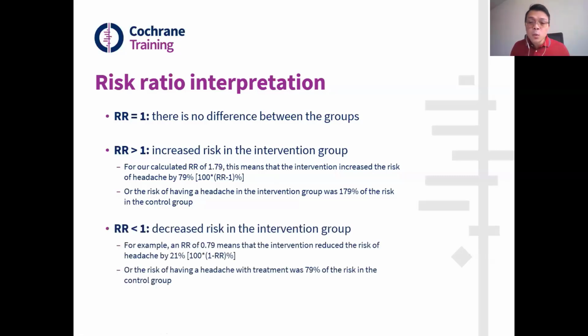And a risk ratio of less than 1 means a decreased or lower risk in the intervention group. So hypothetically, if we obtained a risk ratio of 0.79, which is less than 1, it means that caffeine reduced the risk of headache by 21%. And this time we subtract the risk ratio from the null value of 1 and multiply it by 100 to get the reduction relative to control. And again, we can express it differently. We can say the risk of having a headache with treatment was 79% of the risk in the control group.